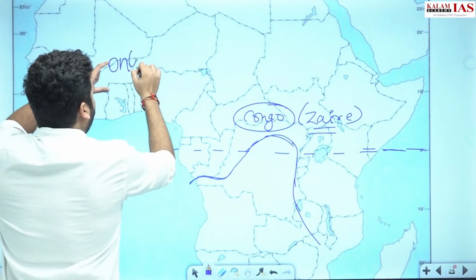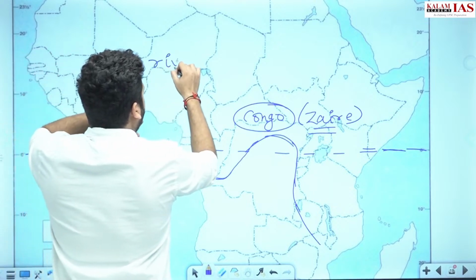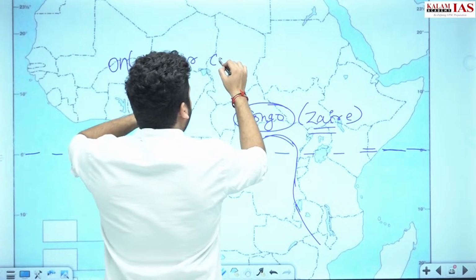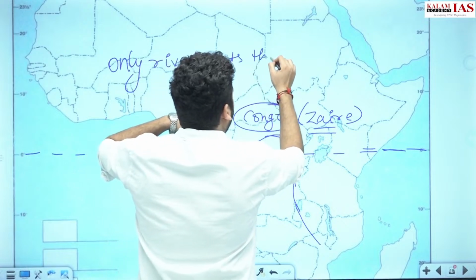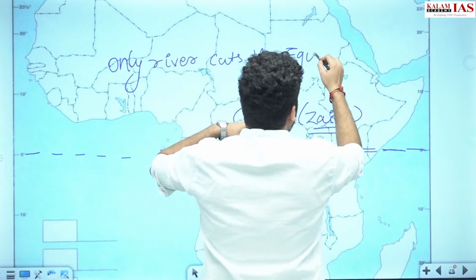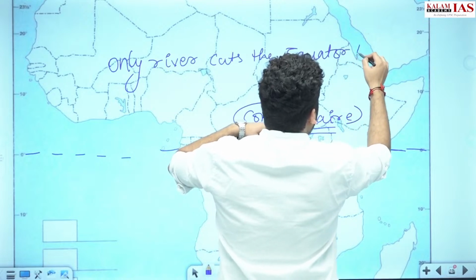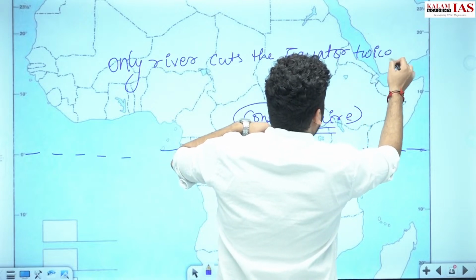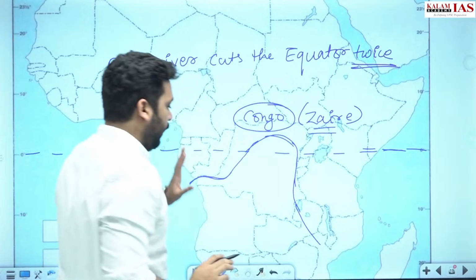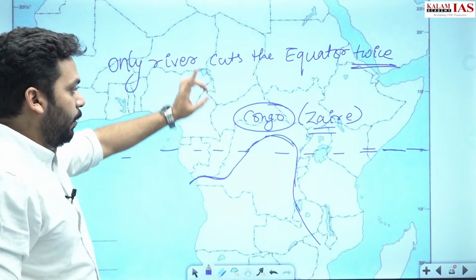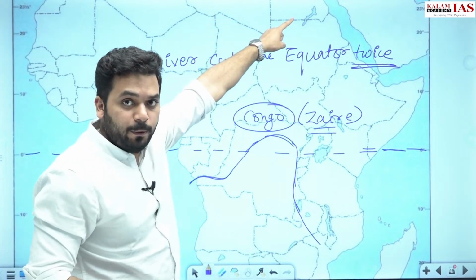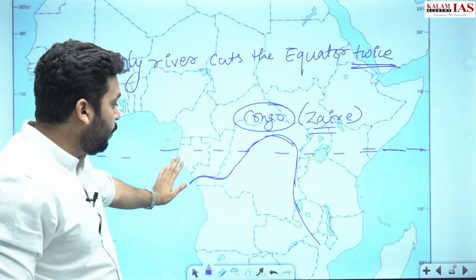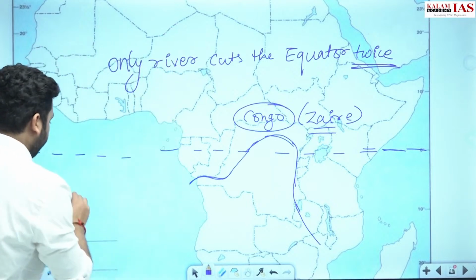Only river which cuts the equator twice. Okay, the first thing is that the Nile was draining into the Mediterranean Sea. Congo is draining into the Atlantic Ocean.